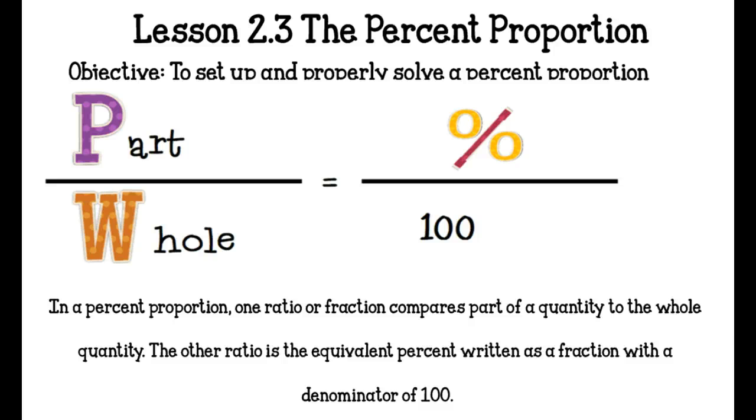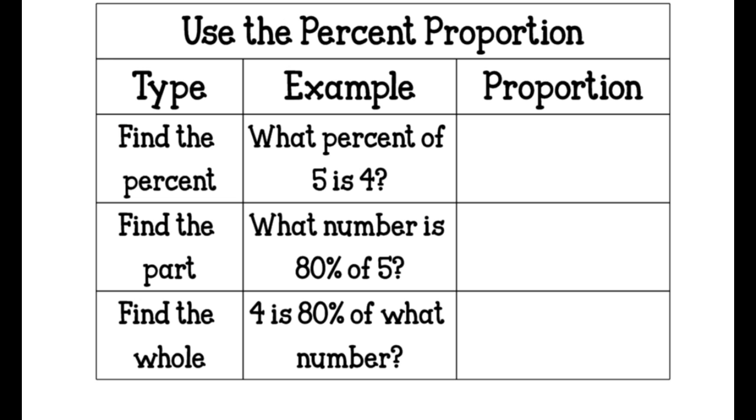In a percent proportion, one ratio or fraction compares a part of a quantity to the whole quantity. The other ratio is the equivalent percent written as a fraction with a denominator of 100. Okay, this table is going to help us to know how to use the percent proportion. So if we are looking to find the percent, we're given what percent of 5 is 4. So we're given the whole is 5 and the part is 4.